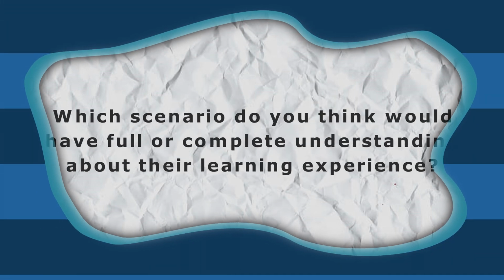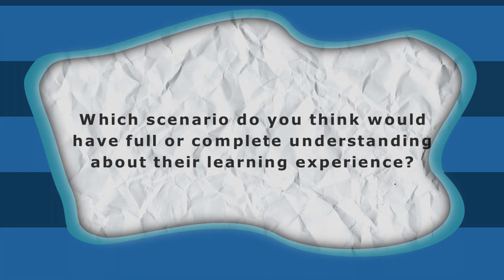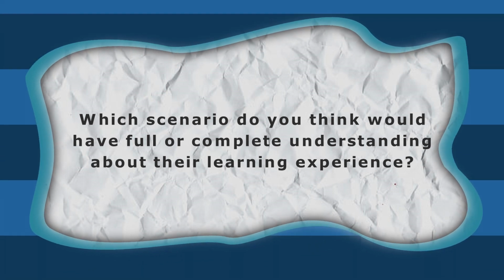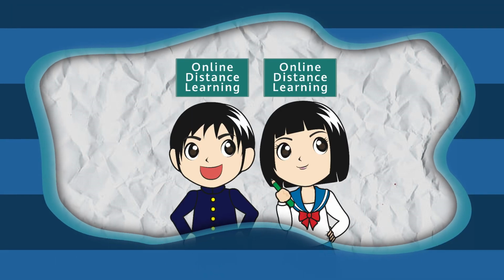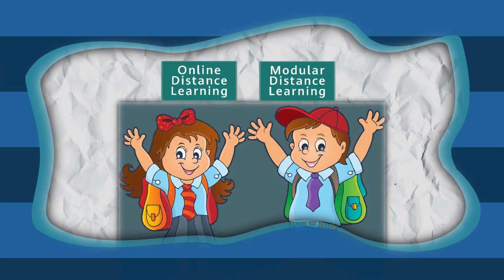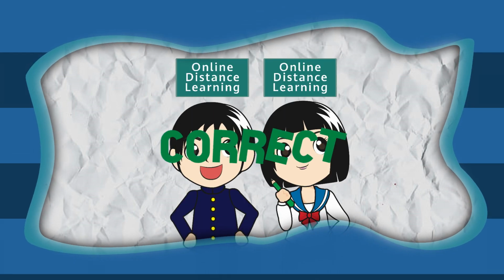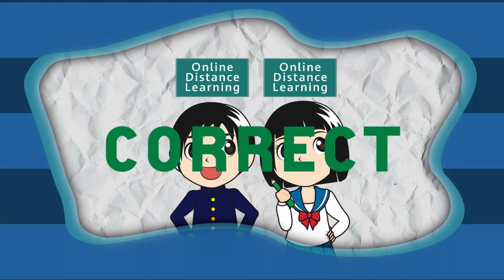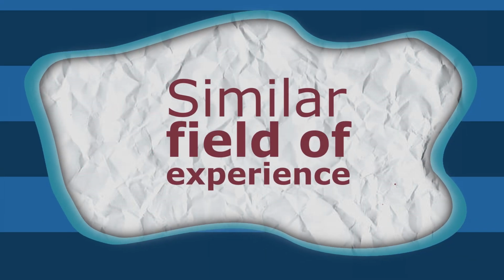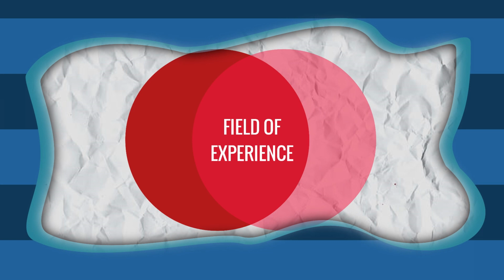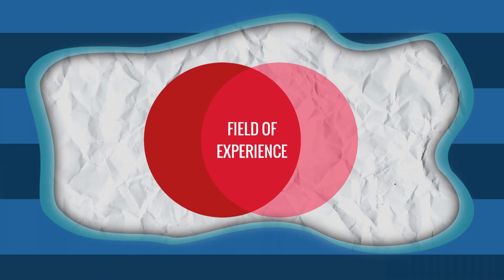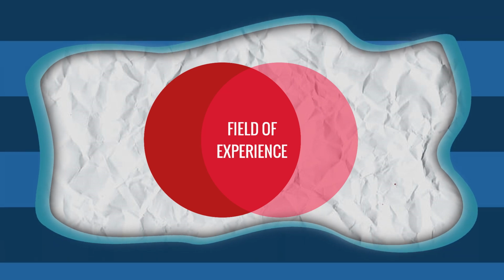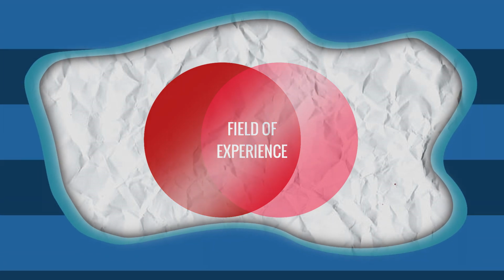Which scenario do you think would have full or complete understanding about their learning experiences? Is it scenario 1 or scenario 2? If your answer is scenario 1, you are correct because they have similar fields of experience. In the diagram, their fields of experience overlap, meaning they can completely understand each other since they have similar fields of experience.